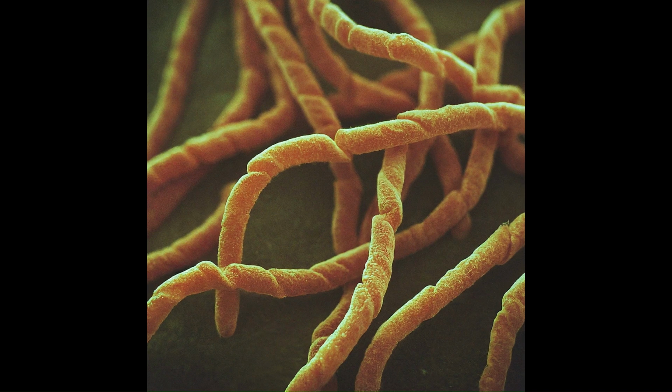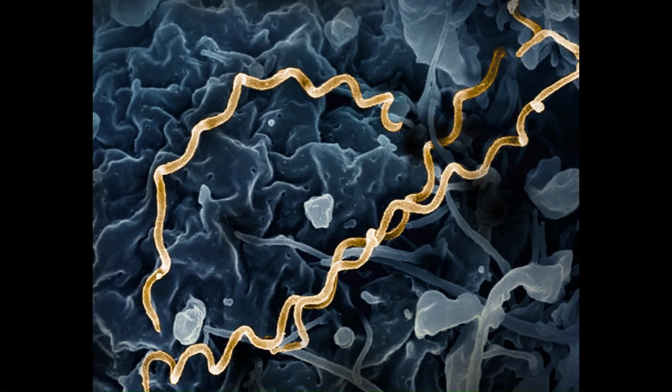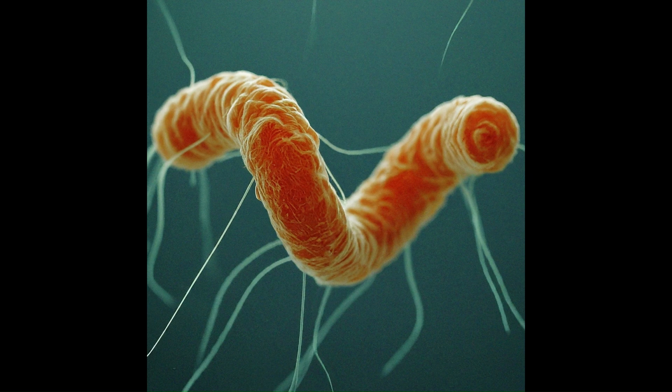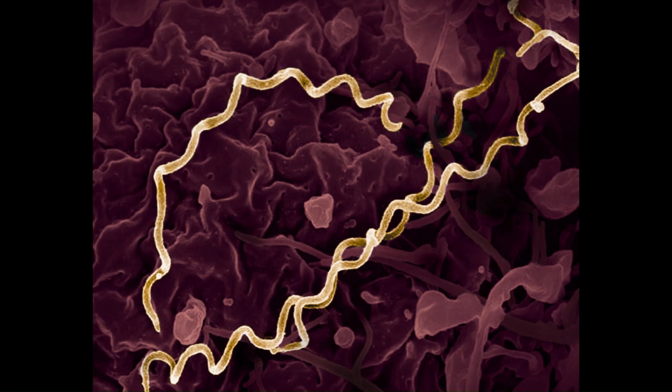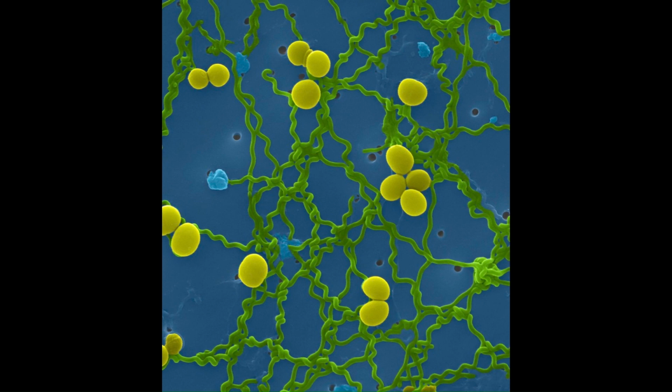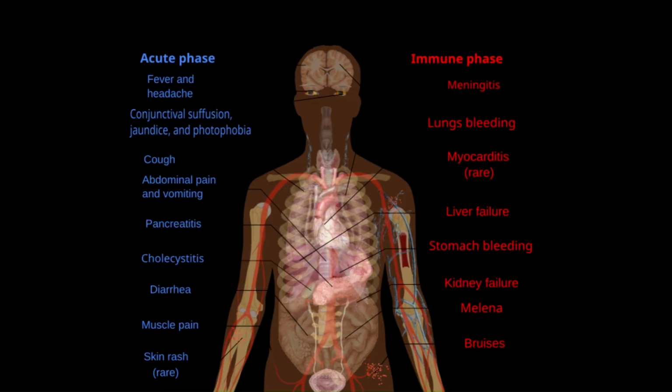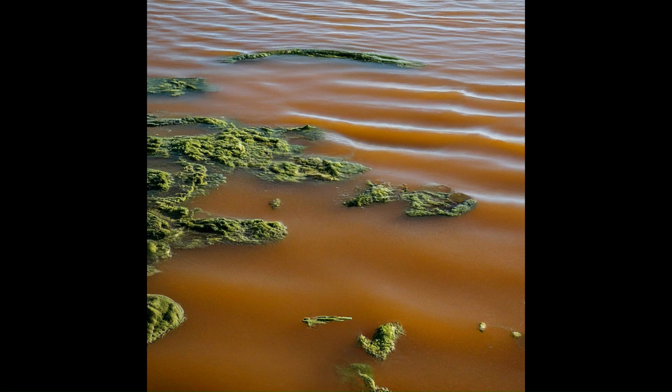Finally, there are the spiral-shaped bacteria known as Spirilla. These bacteria have a unique twisted shape that resembles a corkscrew or a spiral. Spirilla are often found in aquatic environments where their spiral shape helps them move through water with ease. An example of Spirilla is Leptospira, which can cause a disease called leptospirosis. This disease can affect both humans and animals and is often transmitted through contaminated water.